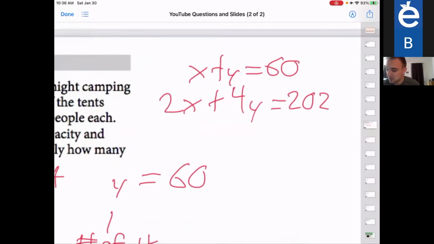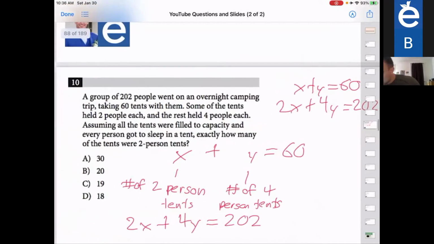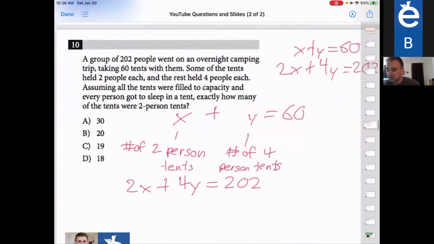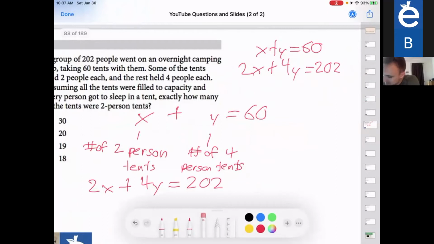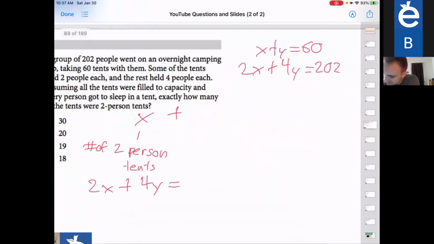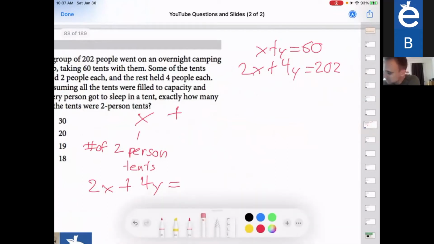And let's think about ultimately what we're looking to find here. It says exactly how many of the tents were 2-person tents. So we're looking to solve for x. If we want to solve for x, what I'm going to do is cancel out these y terms. So I'm going to take my top equation here, x plus y is equal to 60, scale it up by -4, because I want that 4y term to cancel out. What will cancel with the 4y term? A -4y term. So multiply by -4.